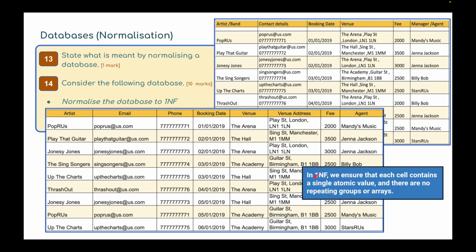So one normal form, 1NF, will ensure that each cell contains a single atomic value, only one particular value. Whereas before we had the email address and the phone number here, and we've got the venue and the address in this one. So I split them up into single atomic values, as we call them, and there are no repeating groups or arrays. So that's 1NF, first normal form.